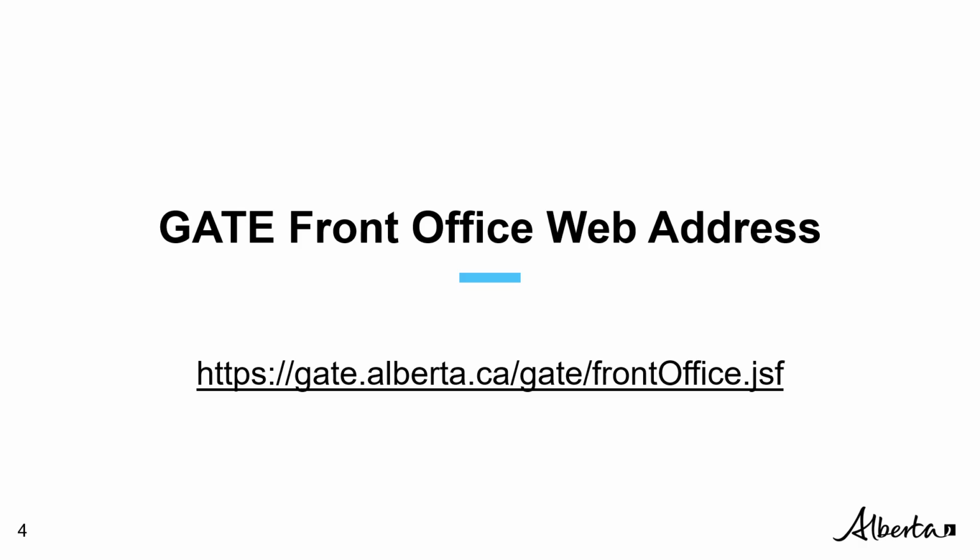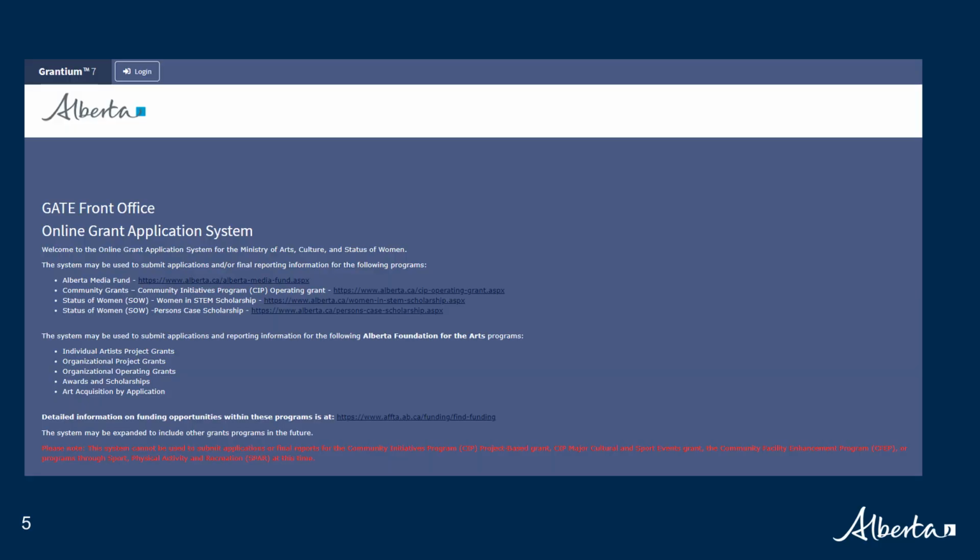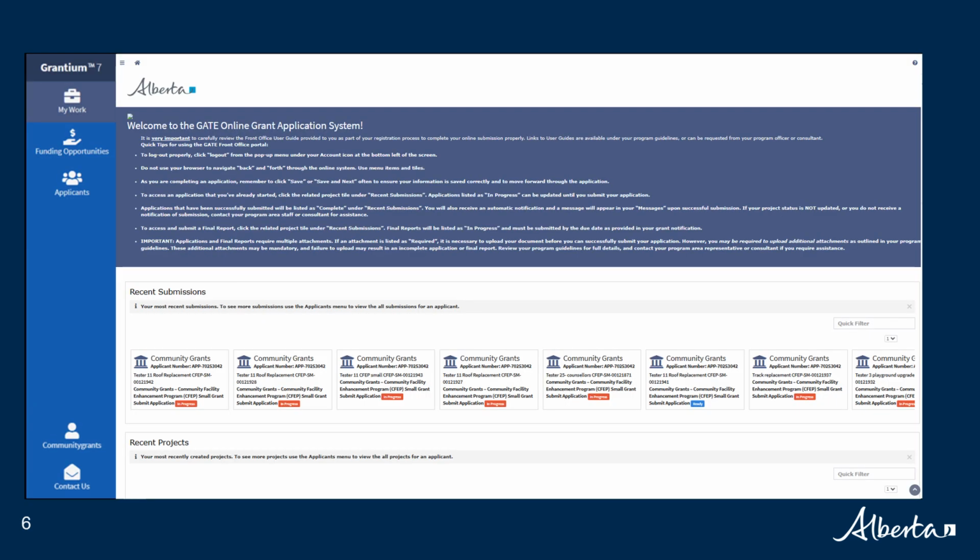First, start by visiting the Gate Front Office webpage. This web address can be located in the email containing your login credentials. Once you arrive at the Gate Front Office login screen, click on Login and enter your credentials. Once logged in, you will be on the main page.